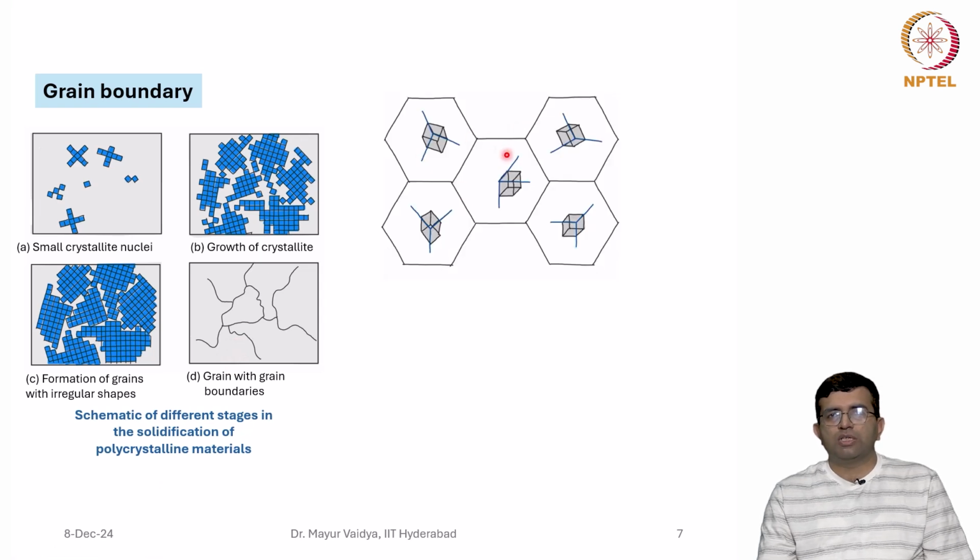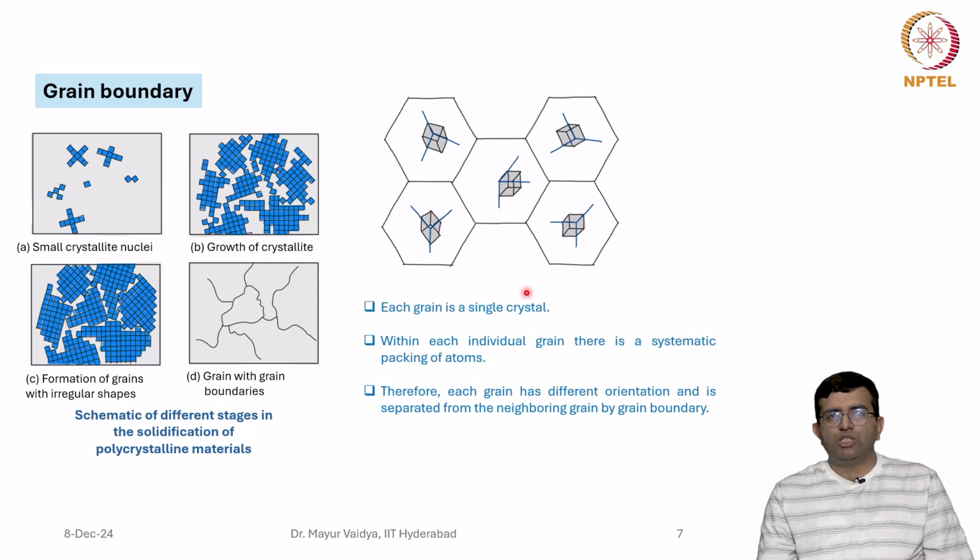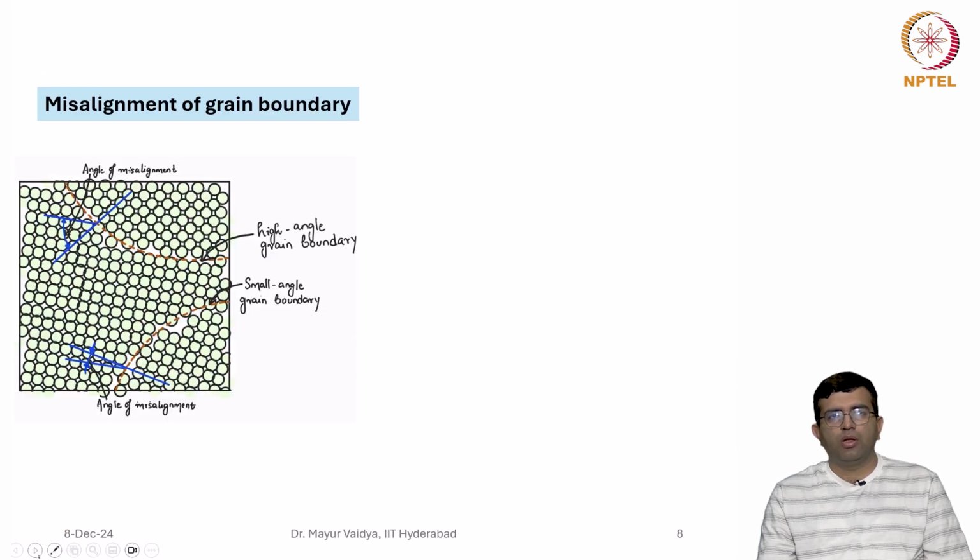So this is another representation to show that the different grains can have different orientations, and the boundary between them is what is known as a grain boundary. Each grain in itself is a single crystal, and within each there is a systematic packing of atoms, and as I said, they are separated from a neighboring grain by a grain boundary. So you can see this is another picture.